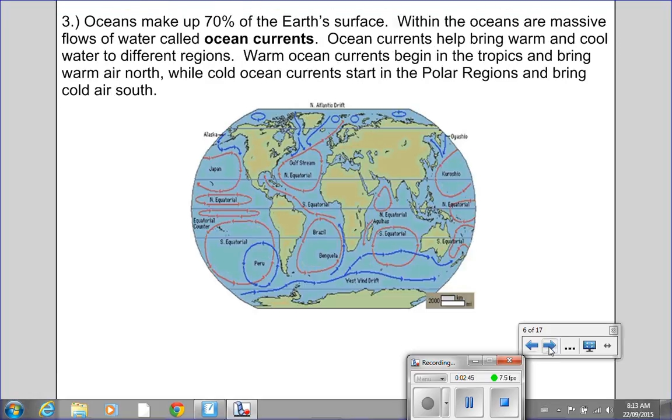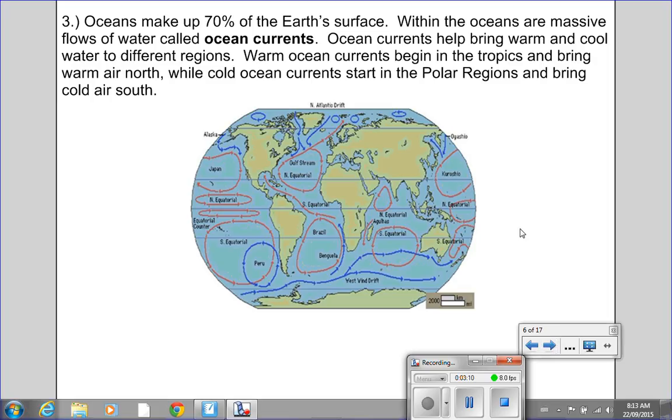Third, oceans make up 70% of the Earth's surface. Within the oceans are massive flows of water called ocean currents. Ocean currents help bring warm and cool water to different regions. Warm ocean currents begin in the tropics and bring warm air north, while cold ocean currents start in the polar regions and bring cold air south.